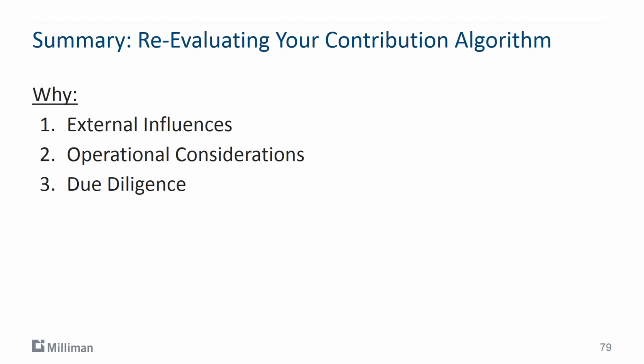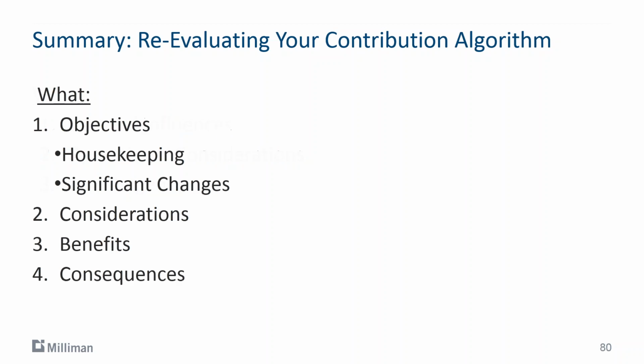Reevaluating your contribution algorithm. Why are we going to do this? There are some external influences. Perhaps it's operational considerations, or perhaps it's just due diligence. What do we need to keep in mind? We have to have certain objectives going into it, whether they're housekeeping or significant changes. We need to make sure we understand what our objectives are. We need to make sure we understand all the considerations of going through this process. We need to make sure we communicate the benefits of this, not only to the management team, but to the members, to the board. And then we certainly need to understand any consequences of our actions.